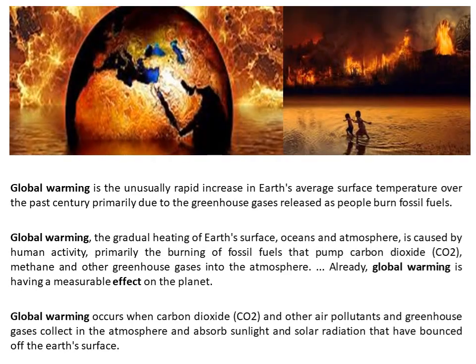Now, global warming. Look at here, two pictures. There are two pictures related to global warming. Now, the first one, what is global warming in easy words? First, there are three definitions. Global warming is the unusually rapid increase in Earth's average surface temperature over the past century, primarily due to the greenhouse gases released as people burn fossil fuels.